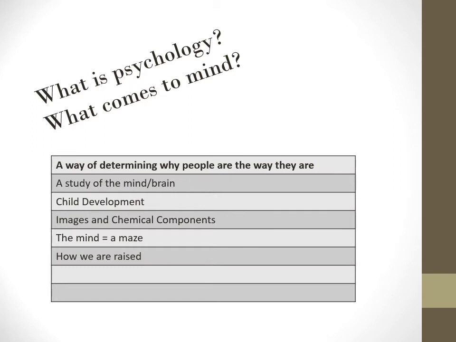So what is psychology and what comes to your mind when we talk about psychology? I asked this in an email to all of my psychology students, and this slide represents a majority of the answers. A way of determining why people are the way they are, a study of the mind or a study of the brain, child development, images and chemical components, how the mind is like a maze, and how we were raised. These are all correct, so you all seem to have a very firm grasp on what psychology is.